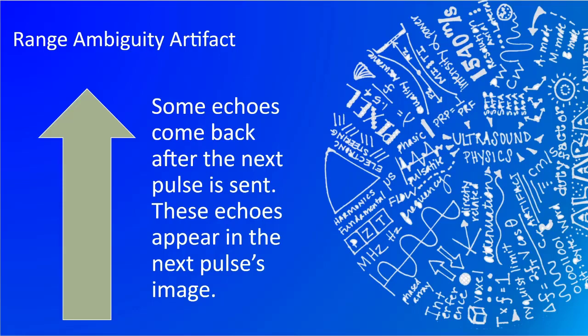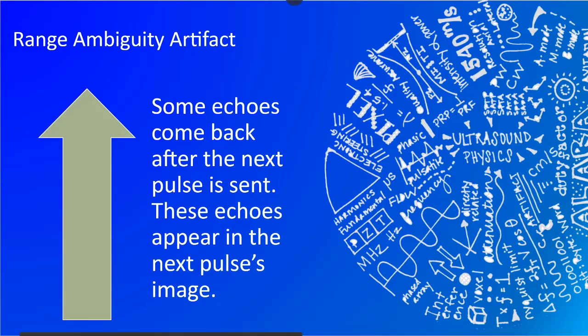Another artifact that we come across that is probably not super common in B mode is range ambiguity artifact. Now we talked about range ambiguity with continuous wave Doppler, and that we don't really know where those Doppler echoes are coming from. We can't choose where we are picking to get the Doppler information. Range ambiguity artifact is going to happen in B mode, in that some echoes are going to return to the transducer later than expected and then be displayed.